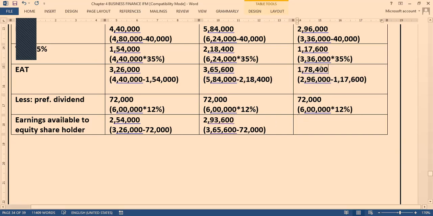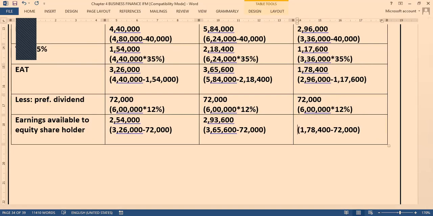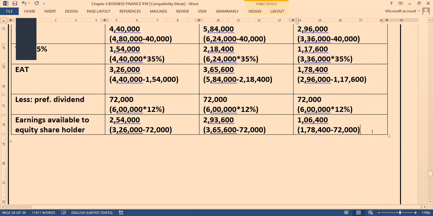Again, 1,78,400 minus 72,000. That means you're getting approximately 1,06,400. This is the earning available to the equity shareholders.